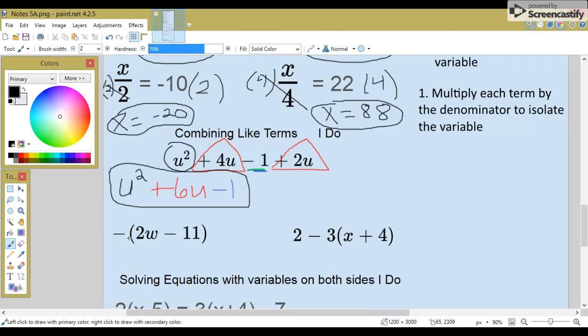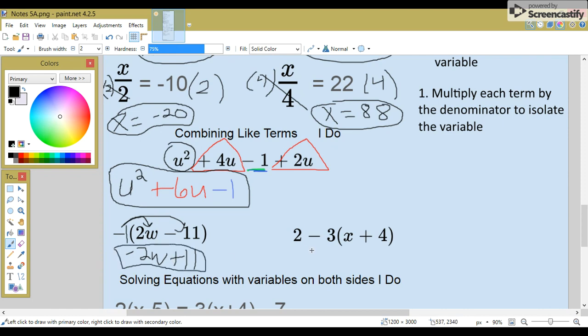Negative parentheses 2w minus 11. So we're distributing the negative 1, multiply each term by negative 1. Negative 1 times 2w is negative 2w. Negative 1 times negative 11 is a plus 11. And that's your simplified expression.